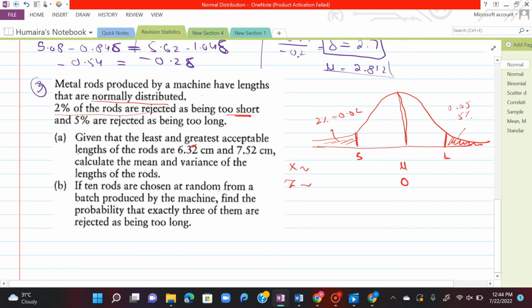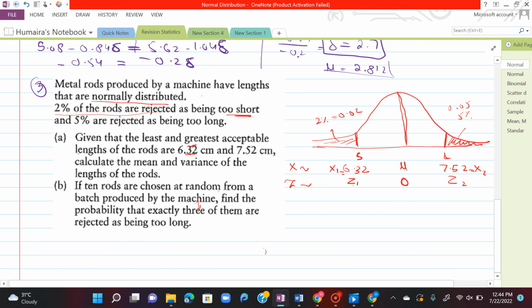So now again the same case comes. Now it will be easy for me to solve it, given that the least and greatest acceptable values are 6.32 and 7.52 respectively. So for the smaller, the x value is 6.32 given, and for the longest the x value is 7.52 given. The z value for this I don't know, the z value for this I don't know, right? So this is x1 say, and this is x2. All right, so now we are on the same page as what we did earlier in question number 2.